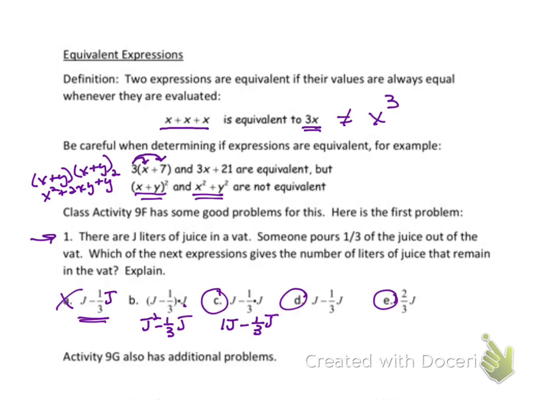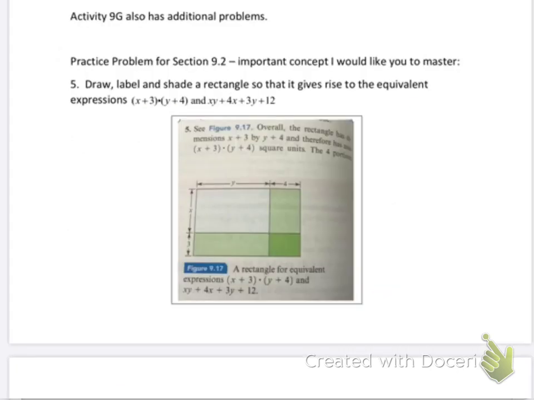So look at them closely and make sure you're comfortable with that. Notice that here they have a dot for multiplication. Here it's just next to it. That is equivalent. Okay, so activity 9G also has additional problems if you want to look at that in the back of your textbook. So this is an important concept that I wanted to point out.